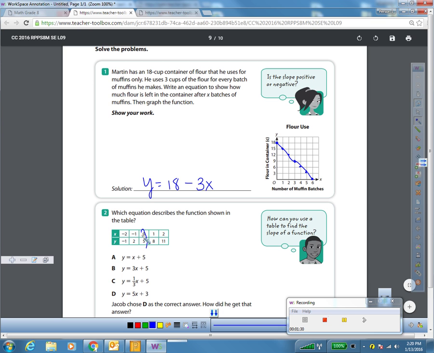Right away we see our y-intercept right there. So if we use the process of elimination, we know D is out. And it says Jacob chose D as a correct answer. How did he get that? We'll come back to that part here.